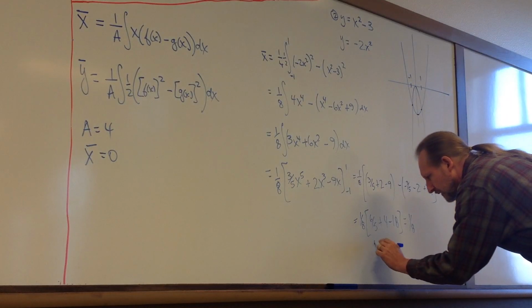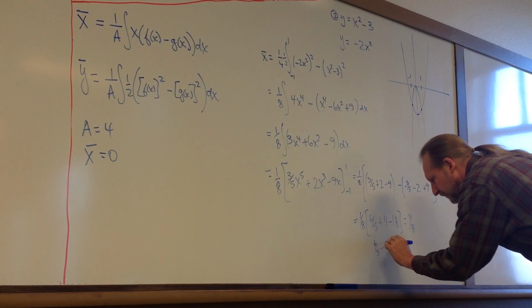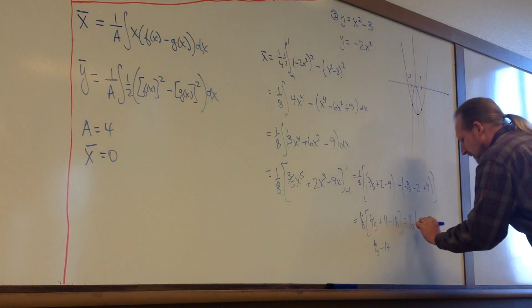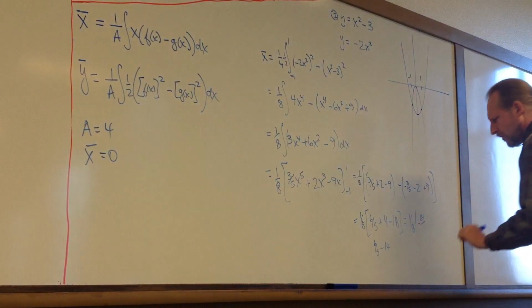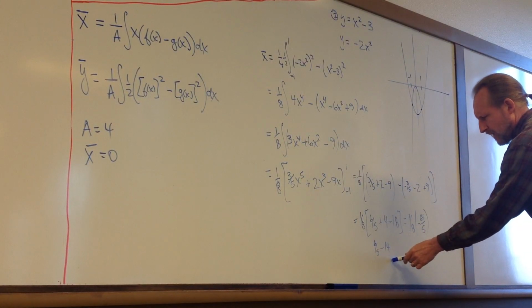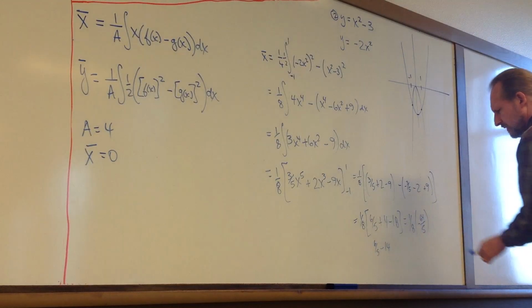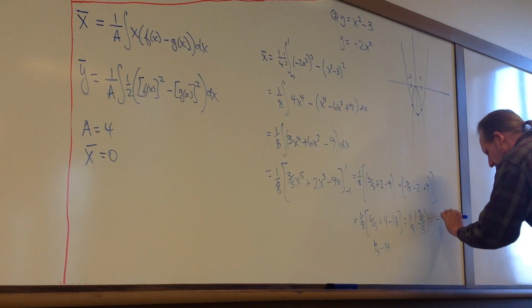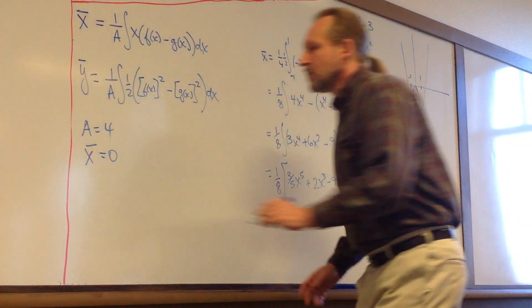So let's see. This is 6/5 minus 14, and so that is negative 64 over 5, right? Because this is 70 over 5, so 6 minus 70 will give us the negative 64. Those cancel, and there's our negative 1.6 for the y-bar.